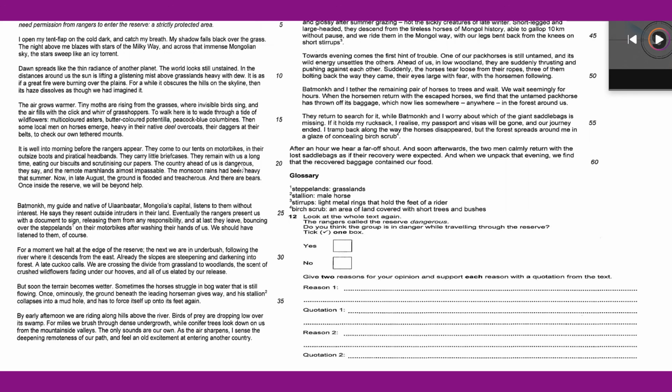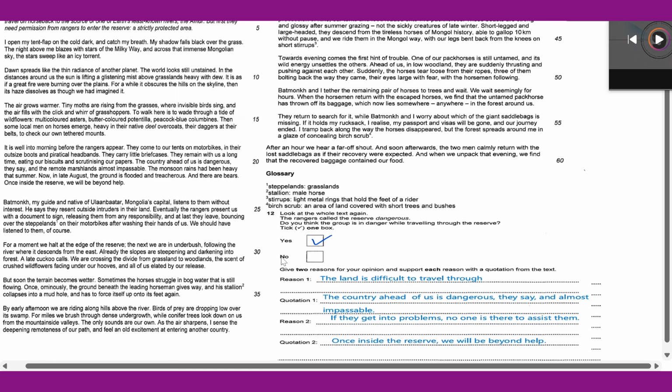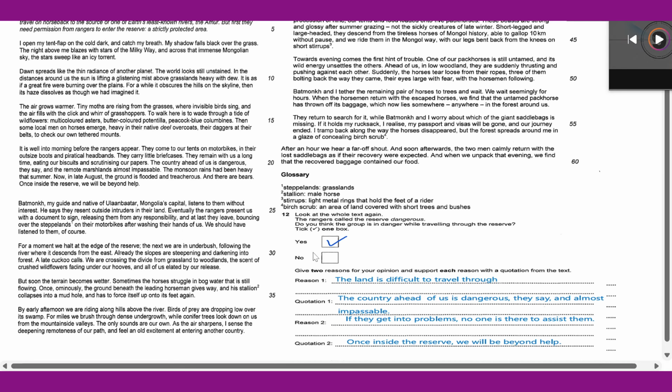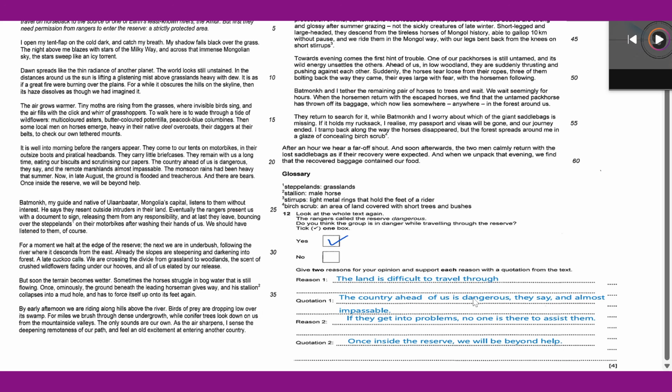So this is the quotation: "The country ahead of us is dangerous," they say. They refer to the rangers. So, do you think so? Yes or no? What is your opinion? You are free to choose yes or no, as long as you give the right reason and quotation. Both answers will be correct if you make a reasonable answer. Okay? Well, this is an example of a correct answer. The land is difficult to travel through. I say yes, because it's easier to find the answer for that. So the quotation is, "the country ahead of us is dangerous, they say, and almost impassable."